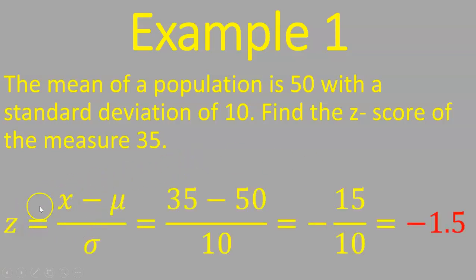So here's your formula. The measure 35 is inserted along with your population mean and the standard deviation. 35 minus 50 is negative 15, divided by 10 is negative 1.5. So your z-score there is negative 1.5. Z-scores are usually fairly small.